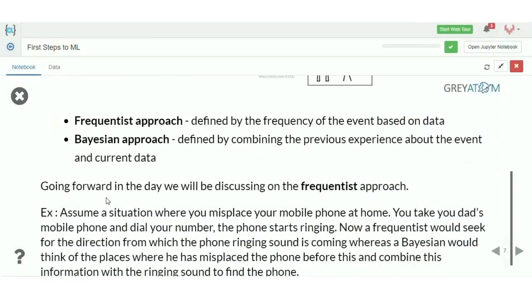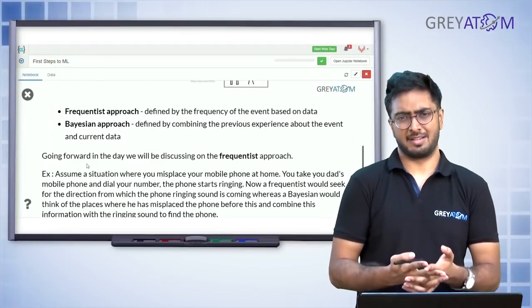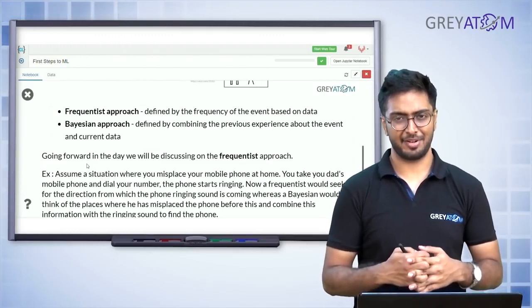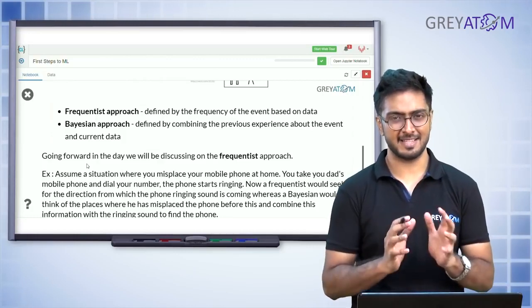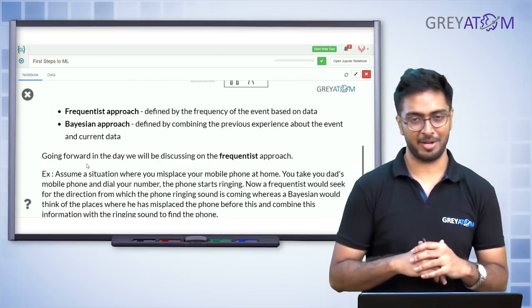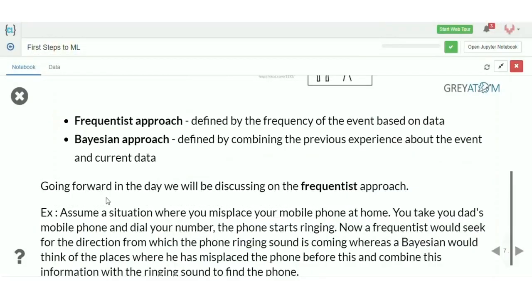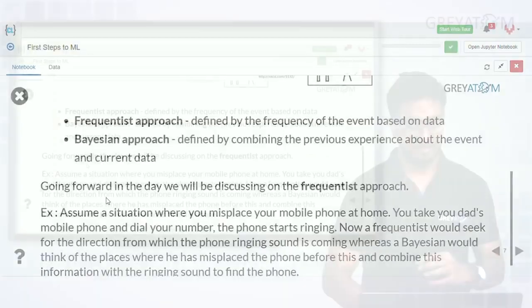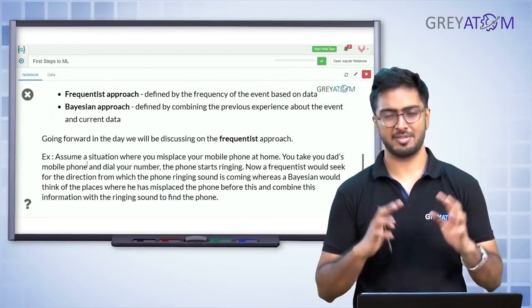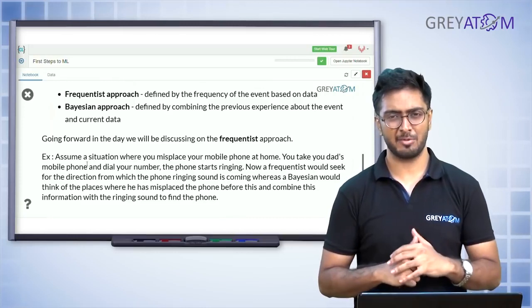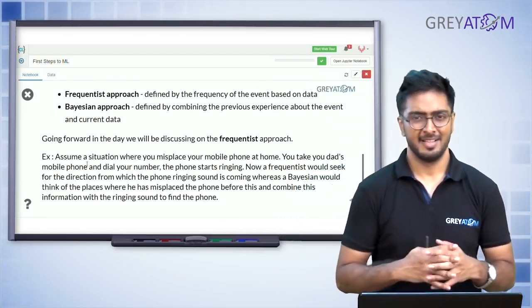The first one is the frequentist approach. It is defined by the frequency of the event based on the data. Sounds obvious, right? You would obviously define a frequency based on the frequency of data. And there's a Bayesian approach, which is defined by combining previous experience about the event and the current data. Going forward, we will be discussing mostly the frequentist approach. That's perfectly fine, but let's understand what frequentist and Bayesian mean.